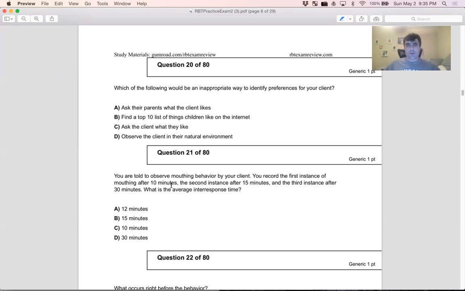So your first behavior happened after 10 minutes. So there's no inter-response time yet, because this is the first instance. From behavior 1 to behavior 2, 5 minutes occurred. And then from behavior 2 to behavior 3, 15 minutes occurred. So your total inter-response time was 20. To get the average, you divide it by how many inter-response times there were, which is 2, and you get 10. You have to understand that. You have to understand what inter-response time is, and you have to understand how to get an average. So do that question a few times. Make sure you understand what you're looking at.